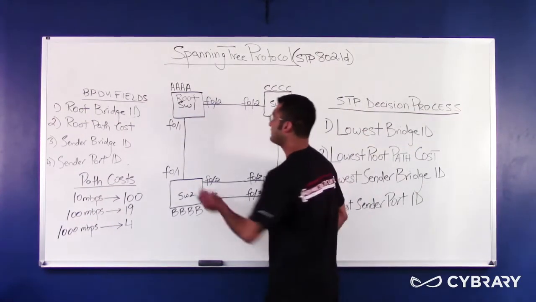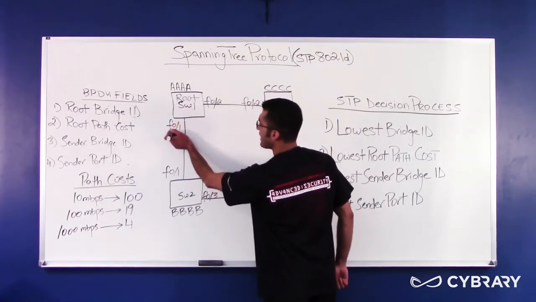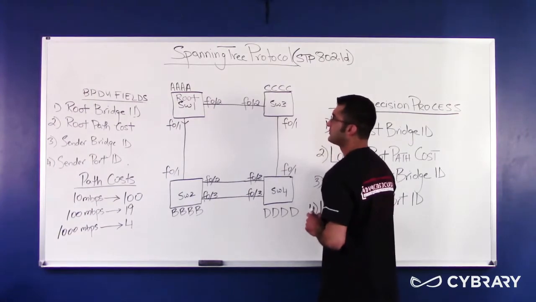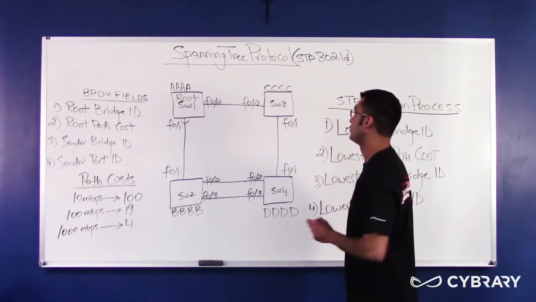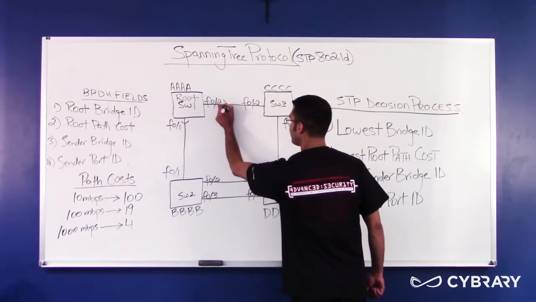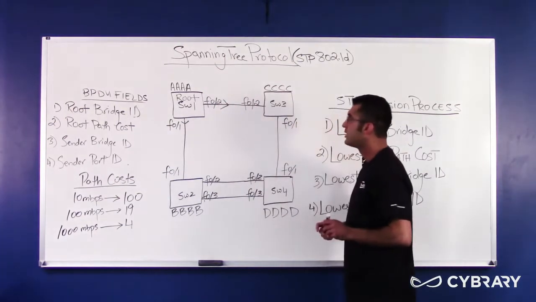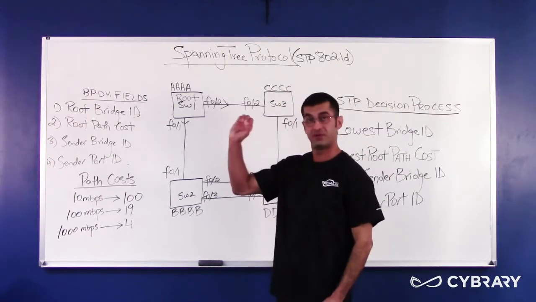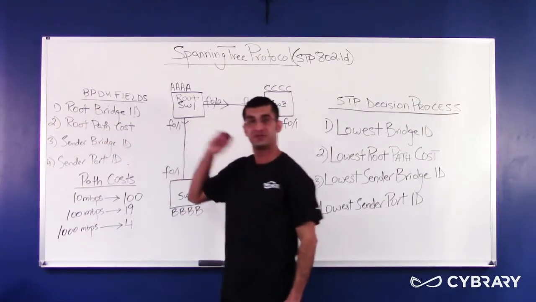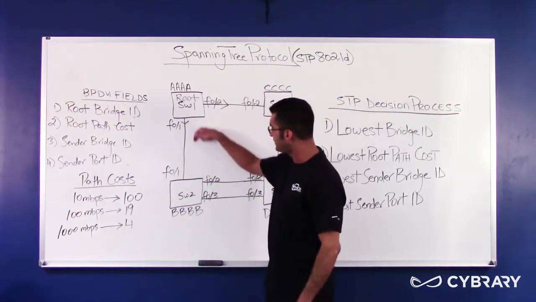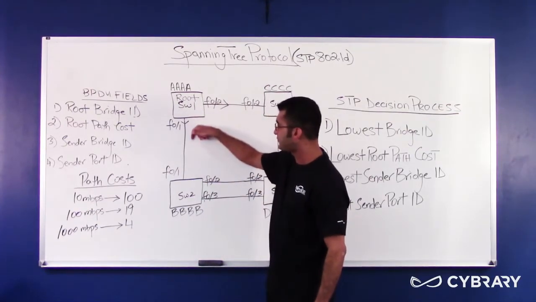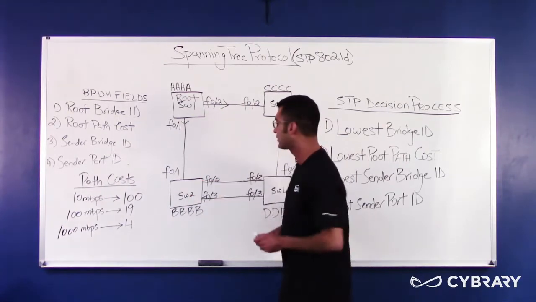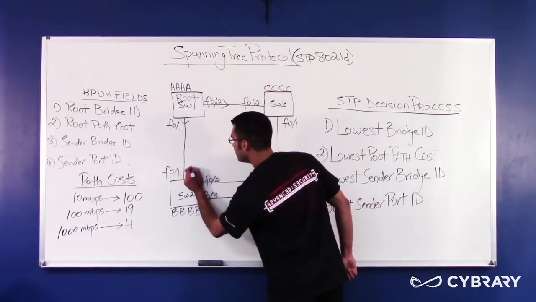So a BPDU leaves switch 1, port F0/1, heading out to switch 2, and another BPDU leaves switch 1, F0/2, heading out to switch 3. Now these BPDUs, when they leave switch 1, have a cost of 0, a root path cost of 0. When this BPDU leaving switch 1, port F0/1, enters switch 2, F0/1, the cost is incremented to 19.